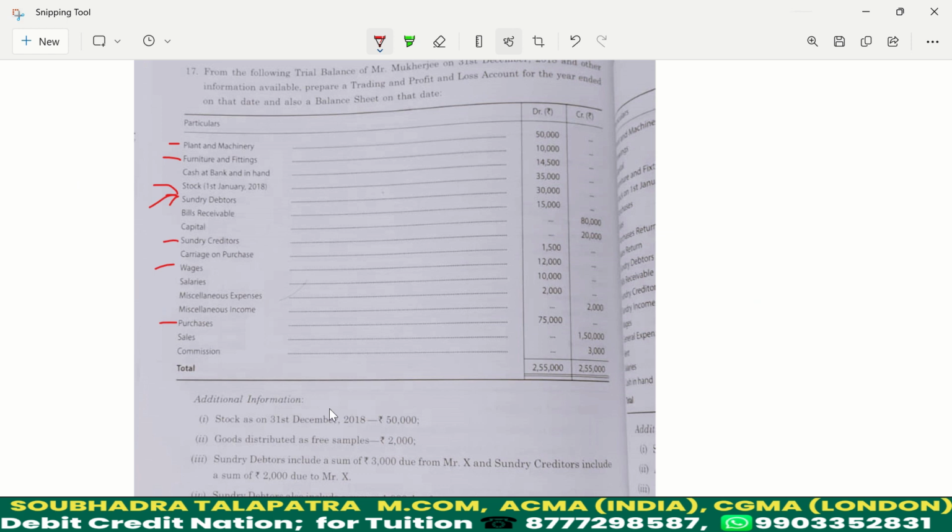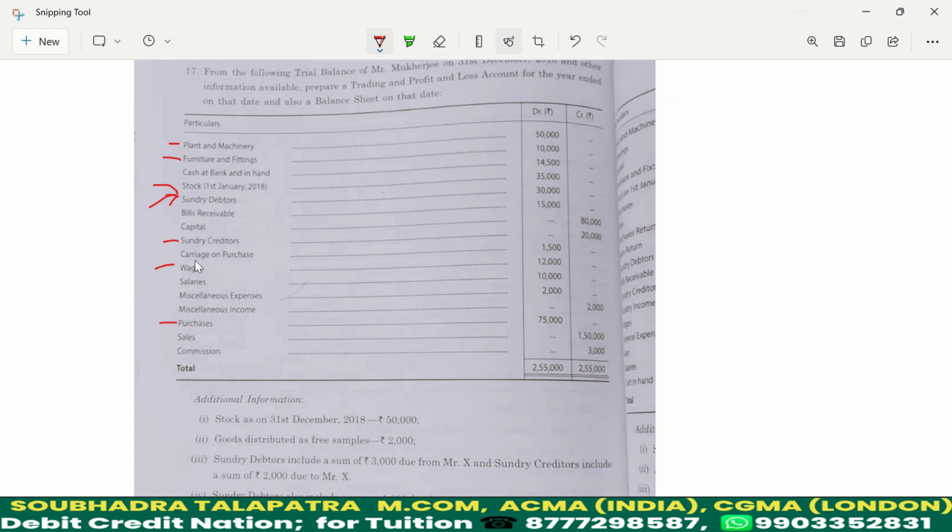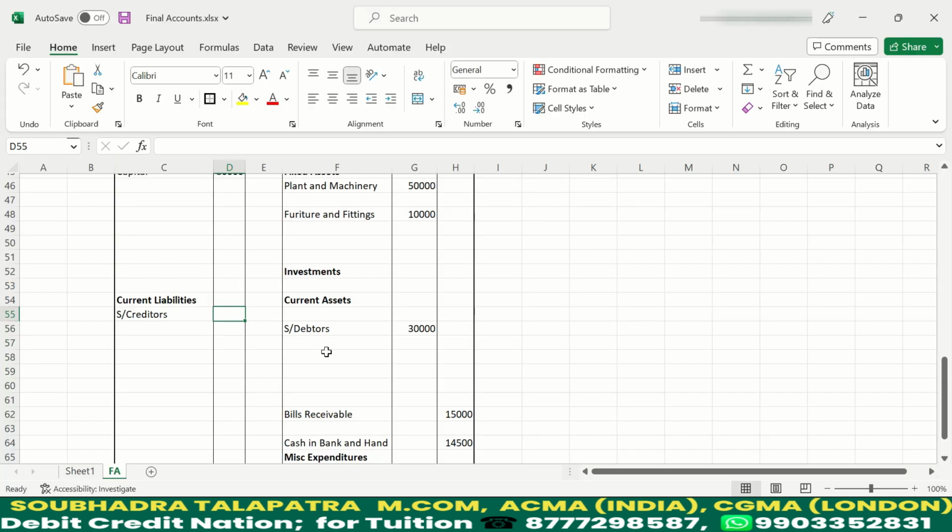Next item I have is sundry creditors. Under current liabilities I will put sundry creditors. These are liabilities. The inner column is 20,000, because I have to pay them money. That means I have purchased goods from them but I haven't paid. So sundry creditors are just the reverse, the mirror image of the sundry debtors.